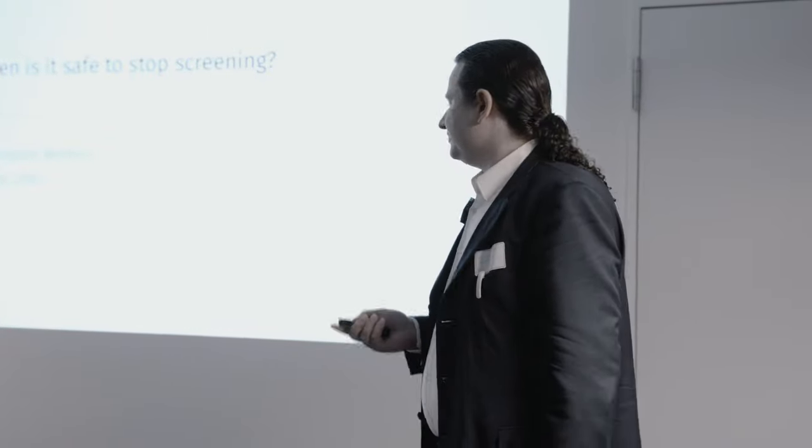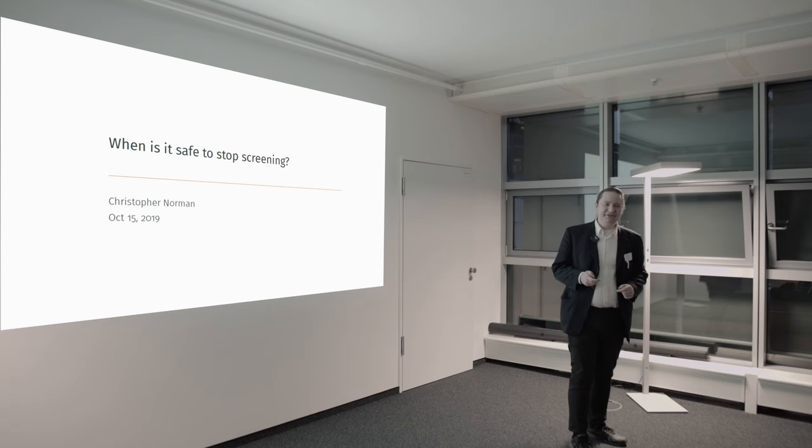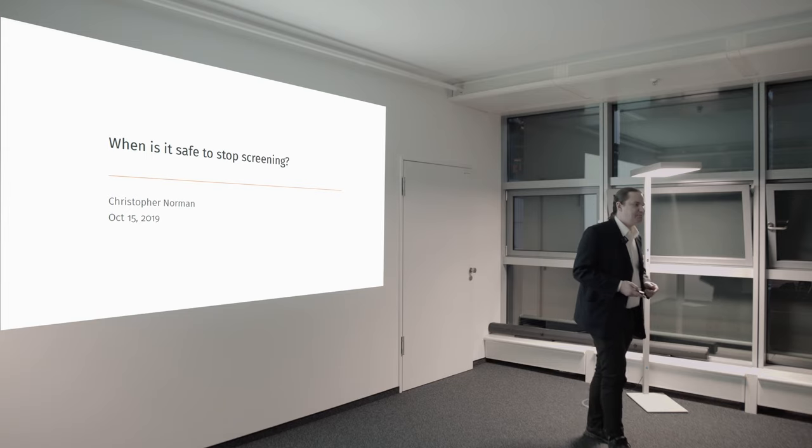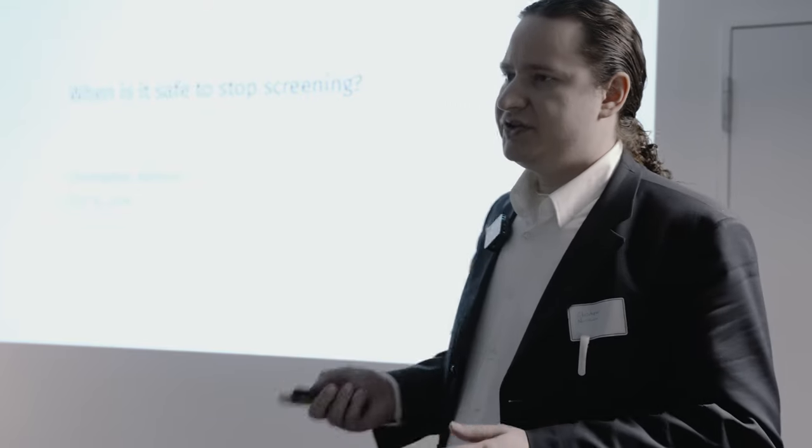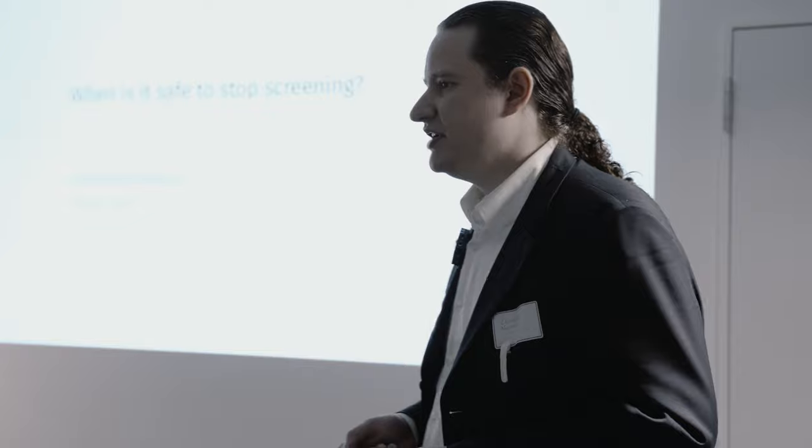Okay, so I think the title of my talk is a bit different from in the program, but I've changed it to be a bit more informal. So the point of this talk is about systematic review screening automation, and particularly, when is it safe to stop screening without changing the results and conclusions of your systematic review?